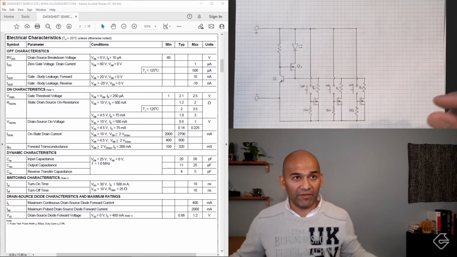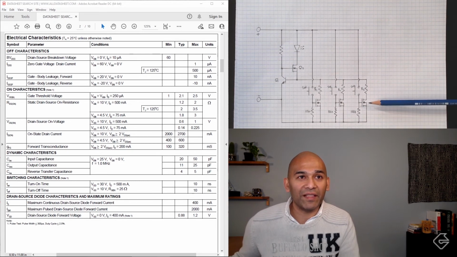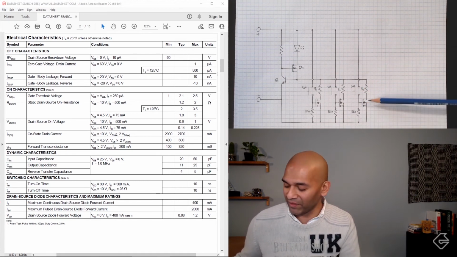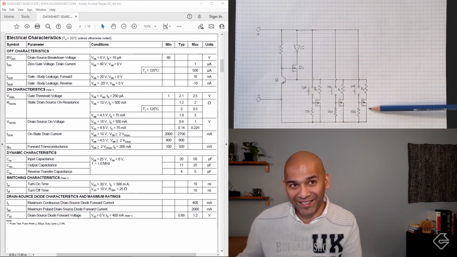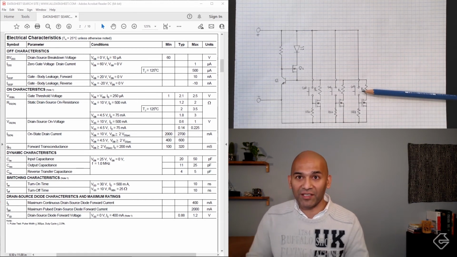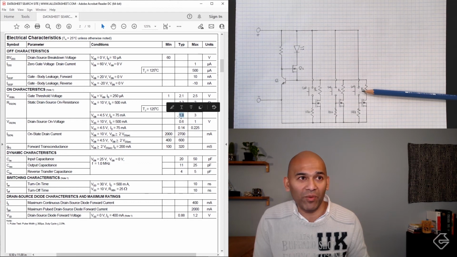So these MOSFETs here, we made the analogy of these being like a valve, and I turn it on, therefore the valve is open and current will flow. Well, it does flow, but there is a resistance inherent in this valve, and that's what this data sheet is telling us. This data sheet is telling us right here that there is an on resistance of probably somewhere around the realm of 1.8 to 3 ohms.